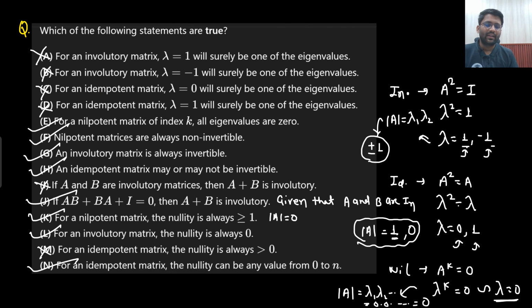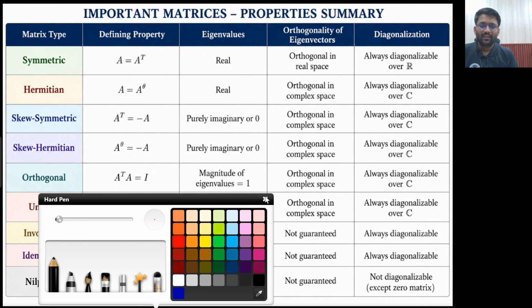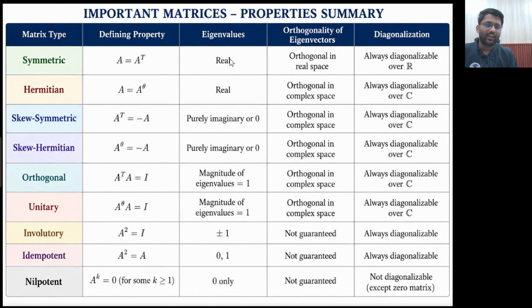Okay. So here is the conclusion of everything that we have studied. What we studied first? Symmetric matrix, A equals A transpose. Eigenvalues are real, orthogonal in real space, always diagonalizable. A equals A conjugate transpose: real eigenvalues will be there for Hermitian, orthogonal. What about skew symmetric matrix? This is the condition. Purely imaginary or 0, orthogonal, diagonalizable. Skew Hermitian: purely imaginary or 0, orthogonal, diagonalizable.